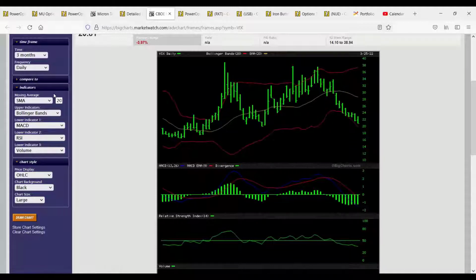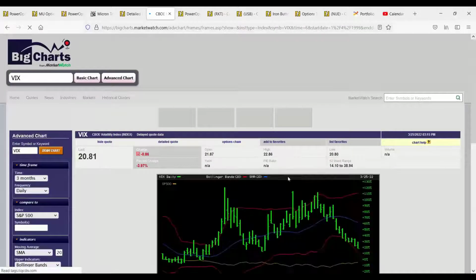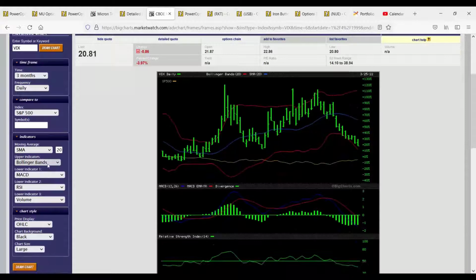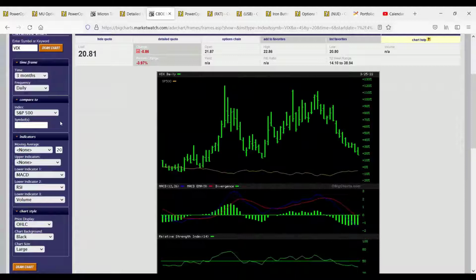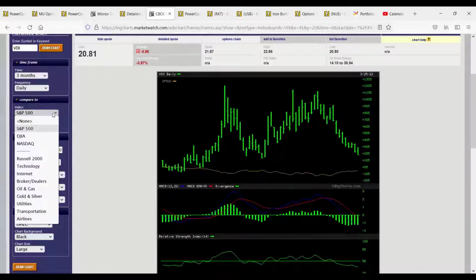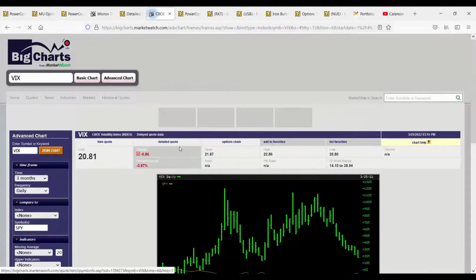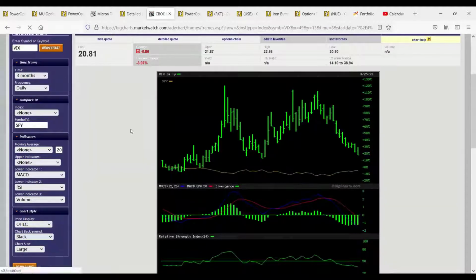Let's take a look. I want to compare. I'm sorry. Let me take out Bollinger Bands and SMA 20. Here we go. Now, let me see if I can compare it to SPY. I want to see if it's closer.